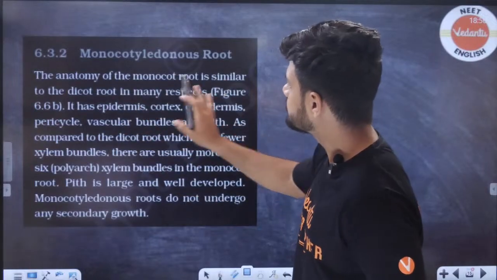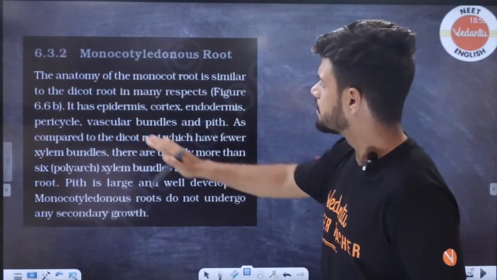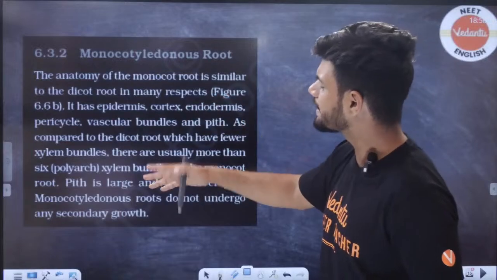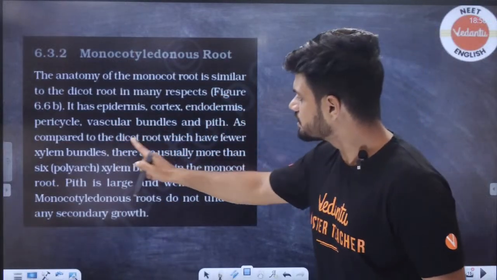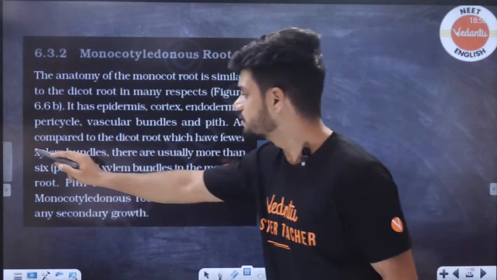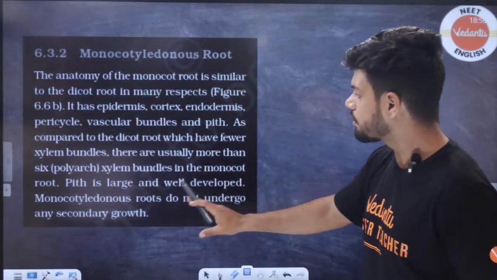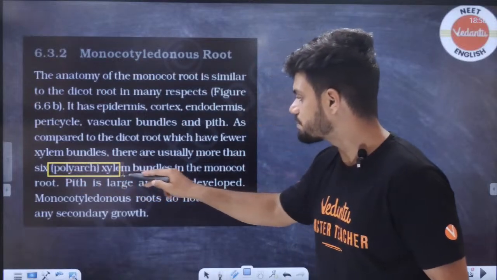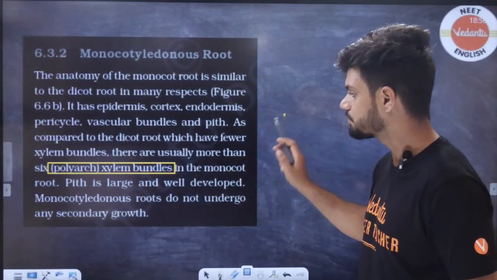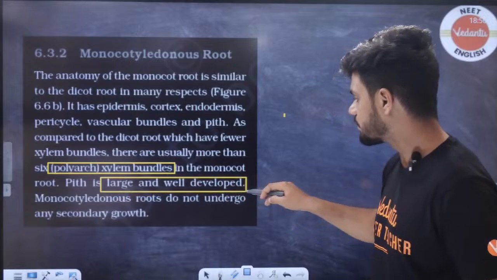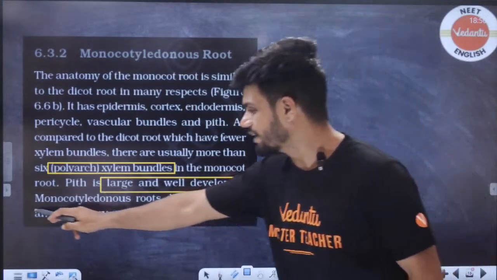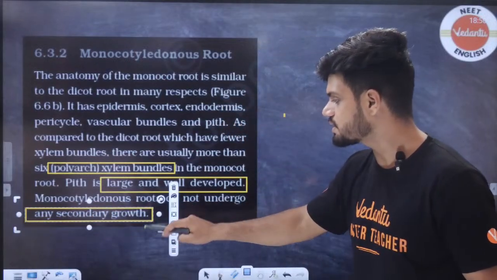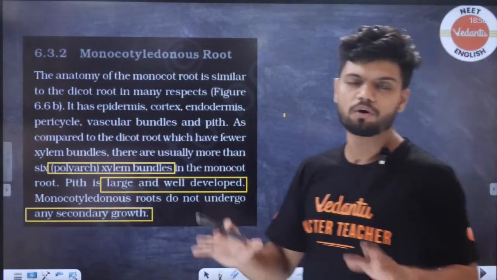Anatomy of monocot root is similar to dicot root in many aspects. Epidermis, cortex, endodermis, pericycle, almost the same. Vascular bundles and pith: as compared to the dicot root, which has fewer vascular bundles, there are usually more than 6. Polyarch condition is present in the monocot. Pith is very large and well developed. Closed: monocots do not undergo secondary growth, which means it is a closed condition.